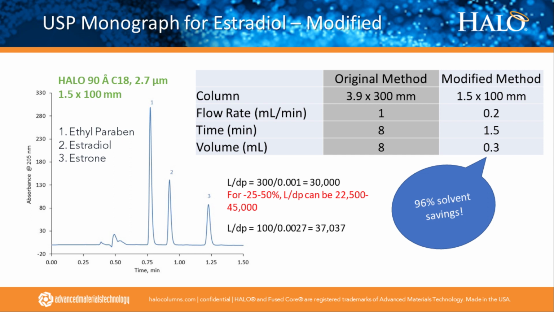Using the modified method of a 1.5 by 100 millimeter column with a flow rate of 0.2 milliliters per minute and a total runtime of 1.5 minutes, that gives a volume of only 0.3 milliliters. So that represents a 96% solvent savings by moving to that smaller ID, shorter length, smaller particle column.